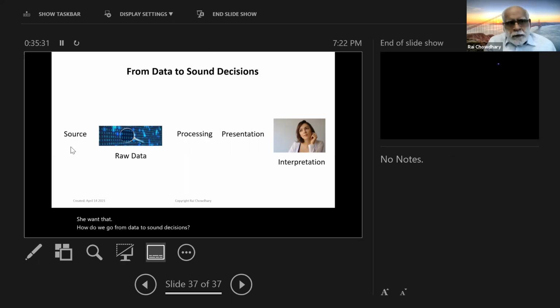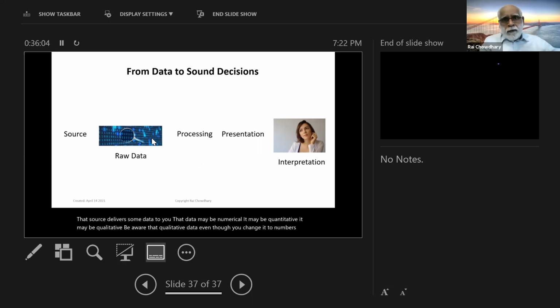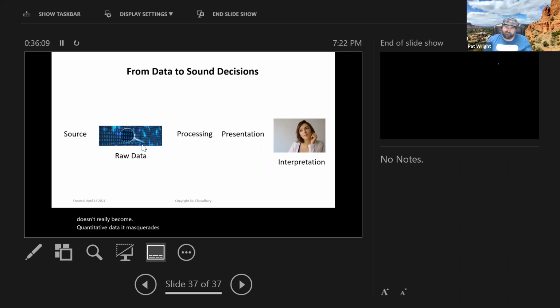There is the data source, which is where the data comes from. This could be an experiment that you conducted. Your data could be coming from an instrument. Your data could be coming from surveys which are conducted on the web. So that is your source. That source delivers some data to you. That data may be numerical, it may be quantitative, it may be qualitative. Be aware that qualitative data, even though you change it to numbers, doesn't really become quantitative data. It masquerades as quantitative data.